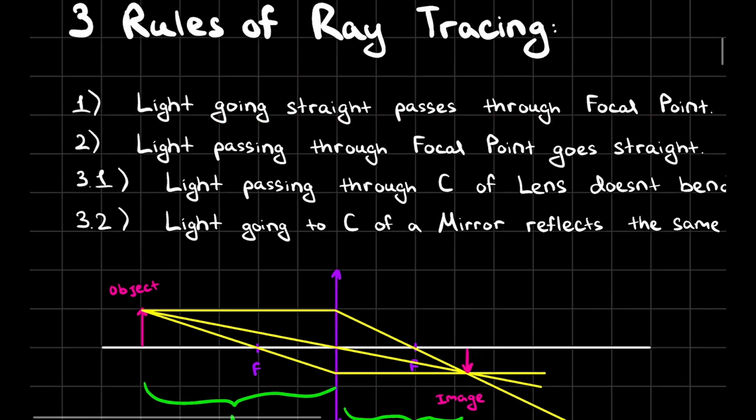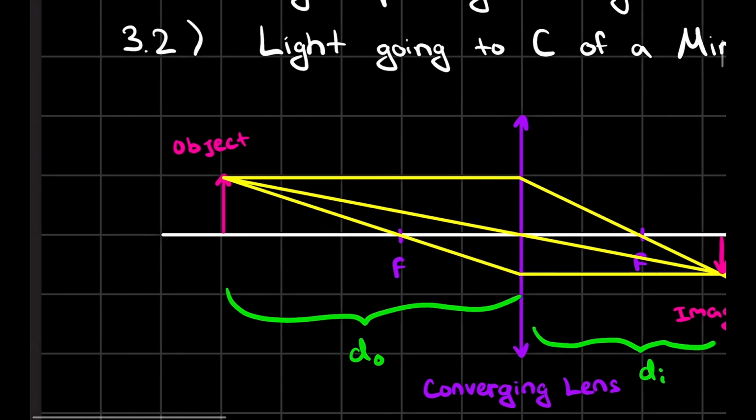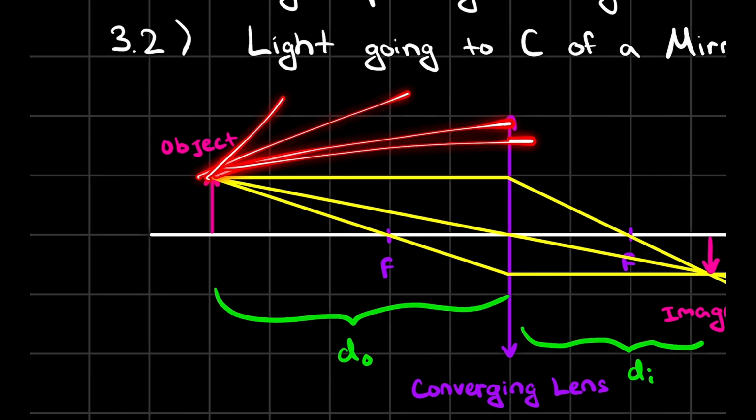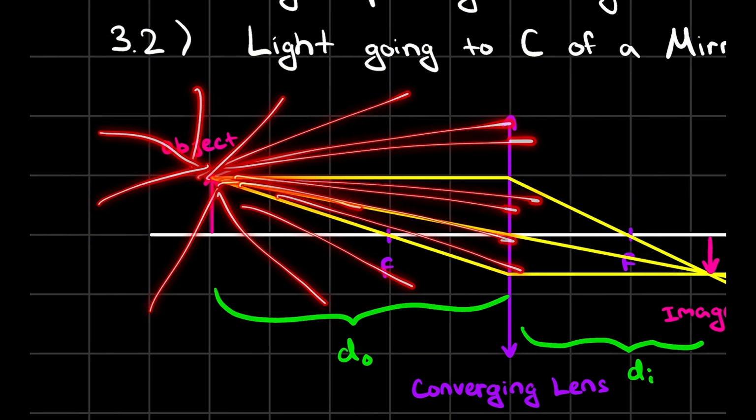For example, you have any object like this. And you can draw as many rays as you want. It can go like this. It can go like this. In fact, we say it's all directions. It can also go like this, and so on and so on and so on.